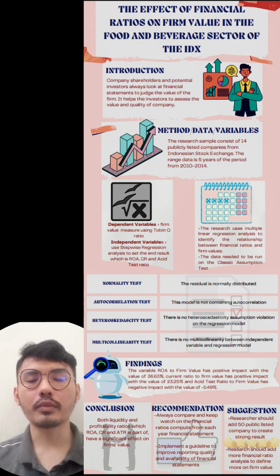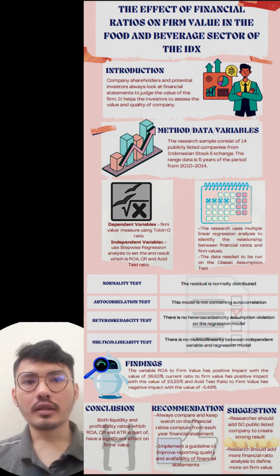Next, I will explain about the findings. It can be concluded that the variable ROA to firm value has a positive impact with the value of 36.63%. Current ratio to firm value has a positive impact with the value of 23.25%, and exit test ratio to firm value has a negative impact with the value of negative 5.49%.